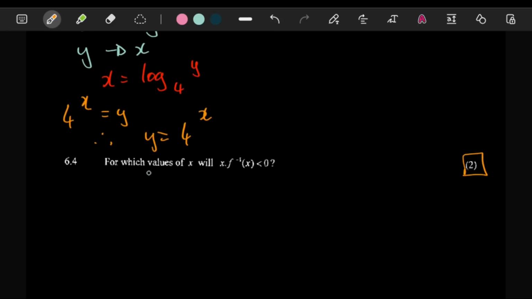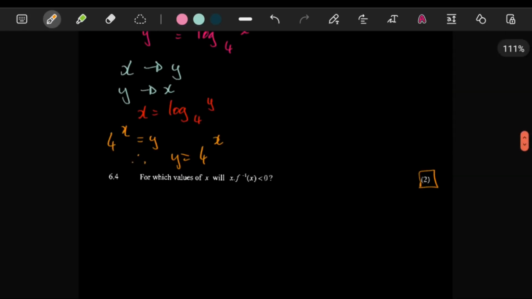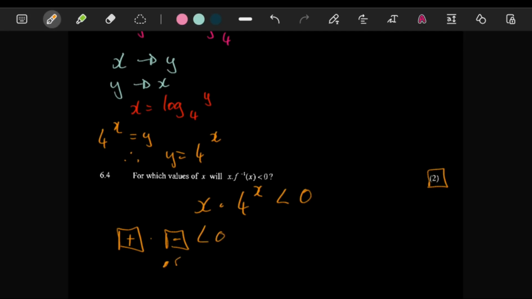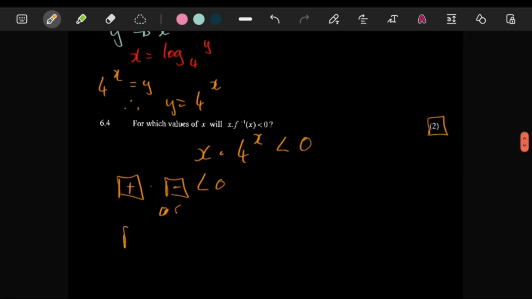2 marks later here, it says, for which values of x will this multiplied by that be smaller than 0? You have to be careful here. This is basically saying where will x multiplied by this be a negative number? It's kind of tricky. This will be a negative number if the first one is a plus while the other one is a minus, or where this is a minus while this one is a plus.